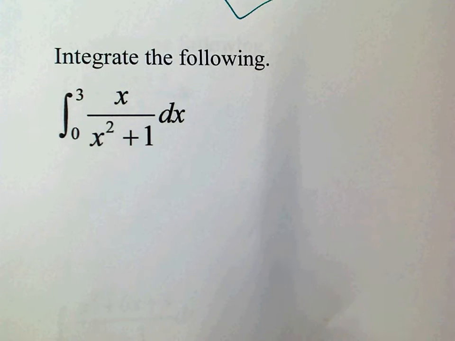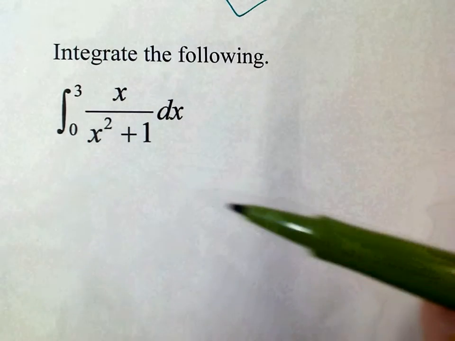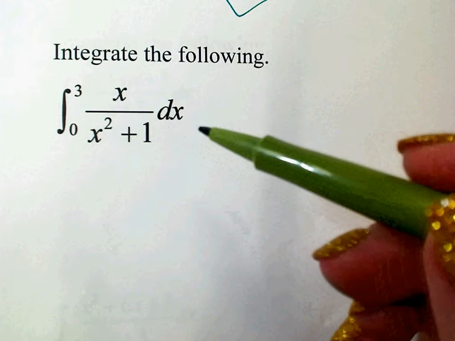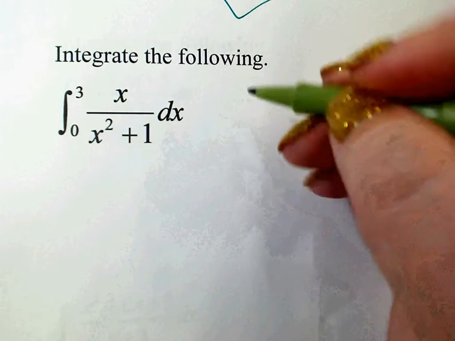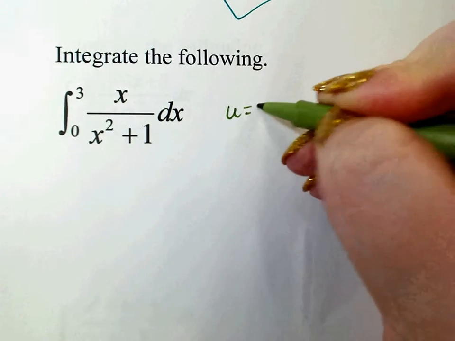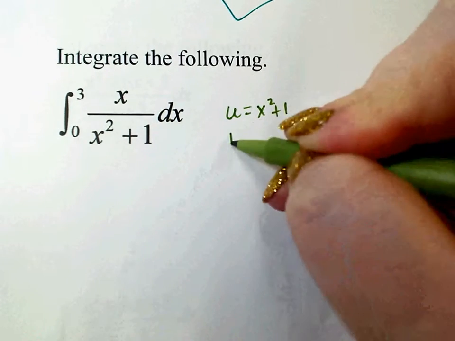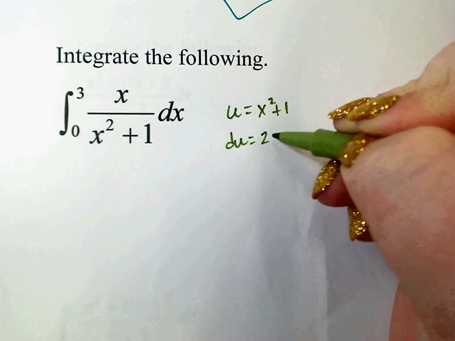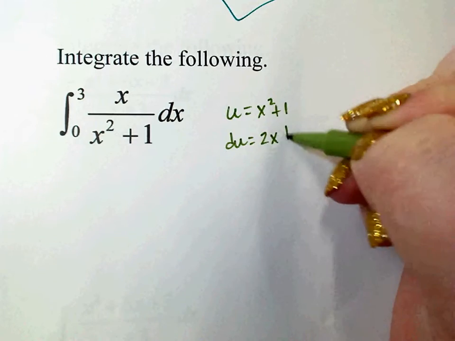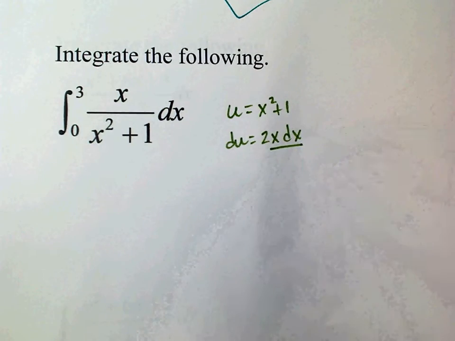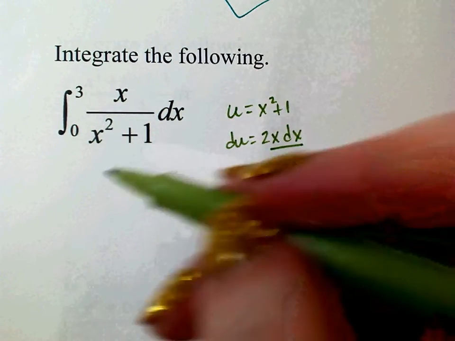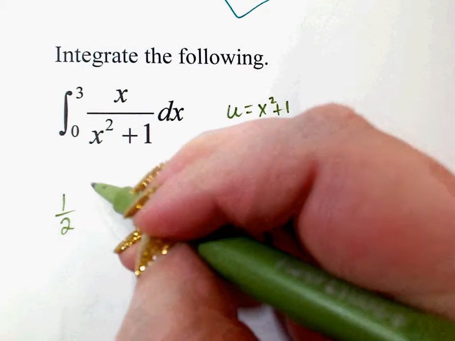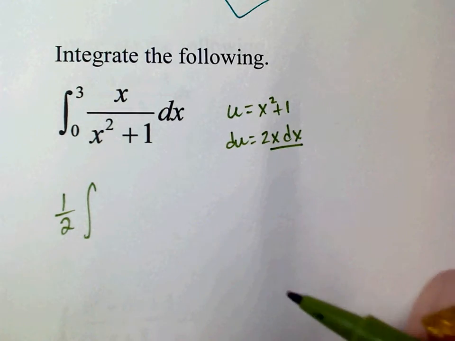All right, guys. Do you see a function and its derivative? I do. What's u? X squared plus 1. What's du? We have an x dx. We don't have a 2, so what do we put? 1/2 the integral. Now I'm gonna work this both ways, okay?